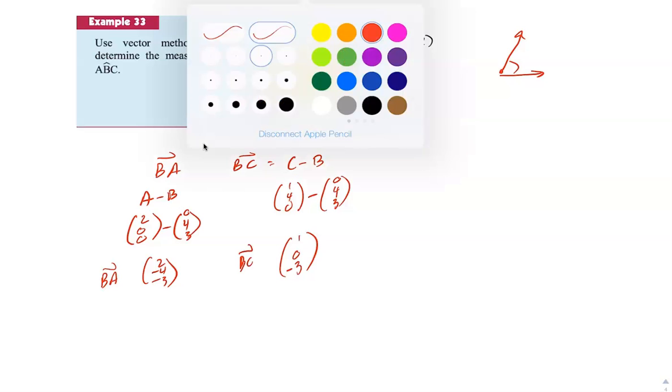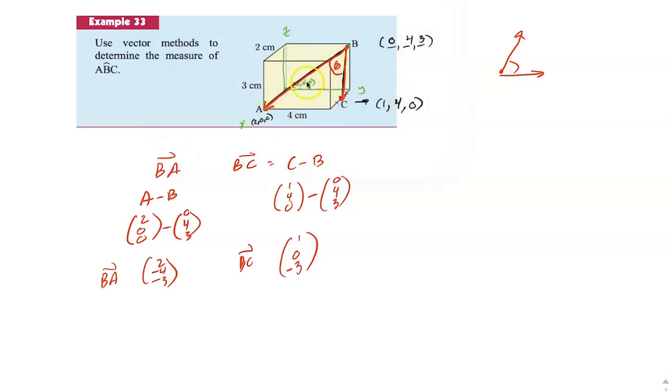Now remember, what's the question? We got to find the angle. So we're looking for the angle right there. So I have my vectors. Now I got to find the angle between them. So we use the formula from the formula sheet. Cosine theta equals A dot B over magnitude of A, magnitude of B. So we just got to fill that thing out and we're done. So let's do the dot product first.